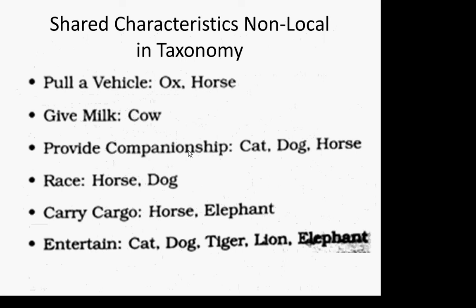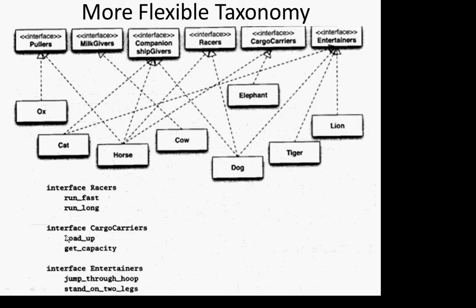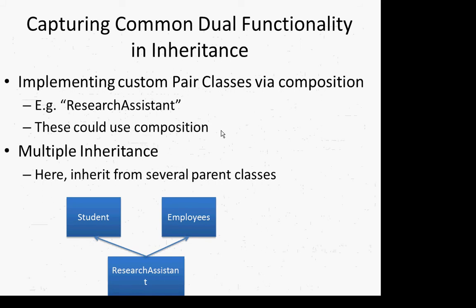Are people comfortable with that? We could say this cat class implements this interface and this interface. The dog implements these three interfaces, right? Make sense? Okay. So we could have something along these lines, right?